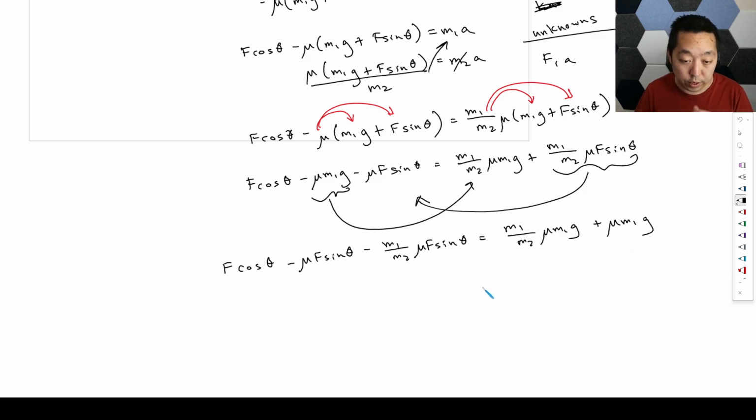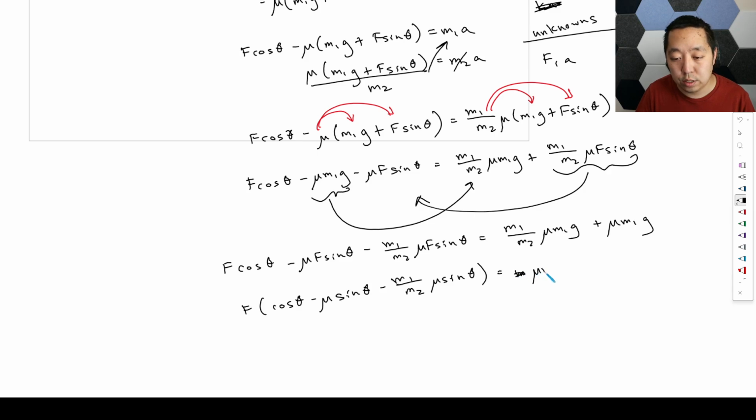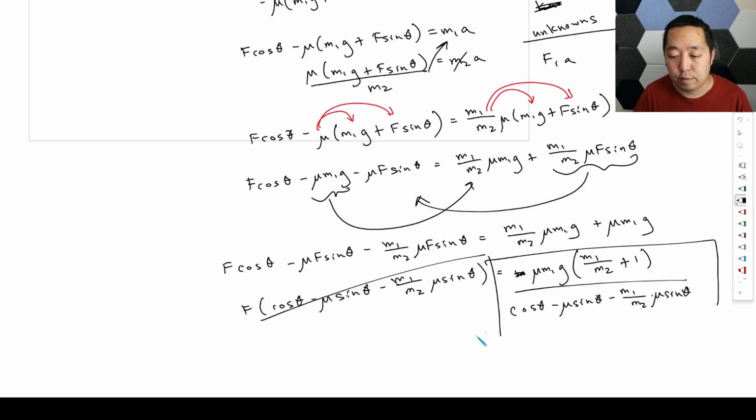Okay, and so then we're going to factor out an F here. It's just an algebra exercise at this point. Mu sine theta minus M1 over M2 mu sine theta equals this. You can factor out, if you wanted, a mu M1g times M1 over M2 plus 1. And then just divide this whole term over. Move that over, and that would give you the F there, okay?